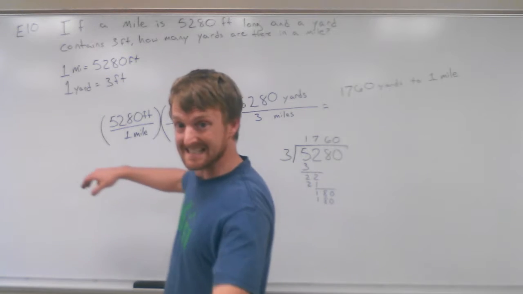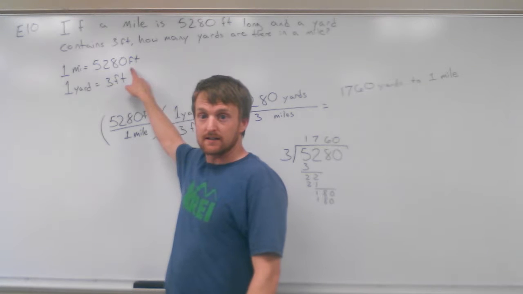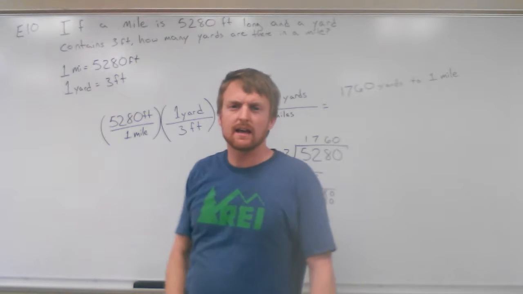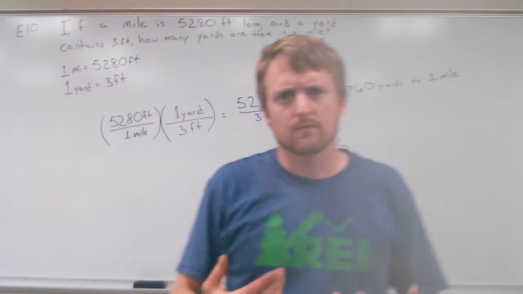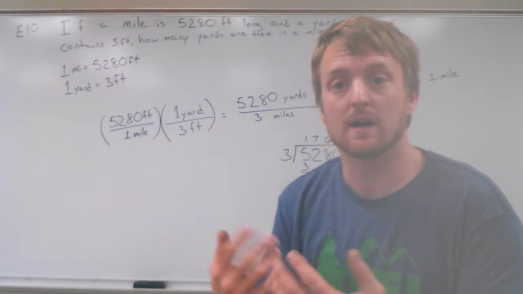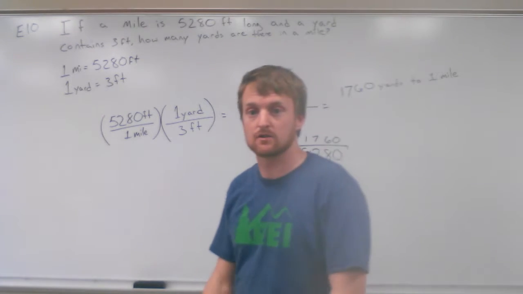You usually see it like this. 1 mile equals 5,280 feet, okay? And 1 yard is equal to 3 feet. How do you put that into a conversion, okay? How do you break that down and turn it into something else? Well, watch this, okay? We'll use this train track method, okay? Train track method.